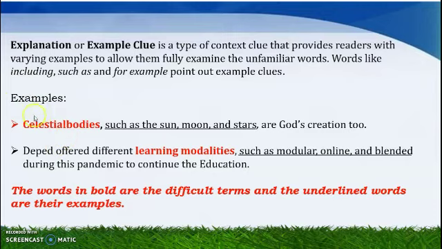In here, celestial bodies is the unfamiliar word, and its examples are the sun, moon, and stars, and we use the signal word such as. In here, the unfamiliar word is learning modalities, and the examples of learning modalities are modular, online, and blended. And the signal word that is used is the phrase such as. Is it clear?